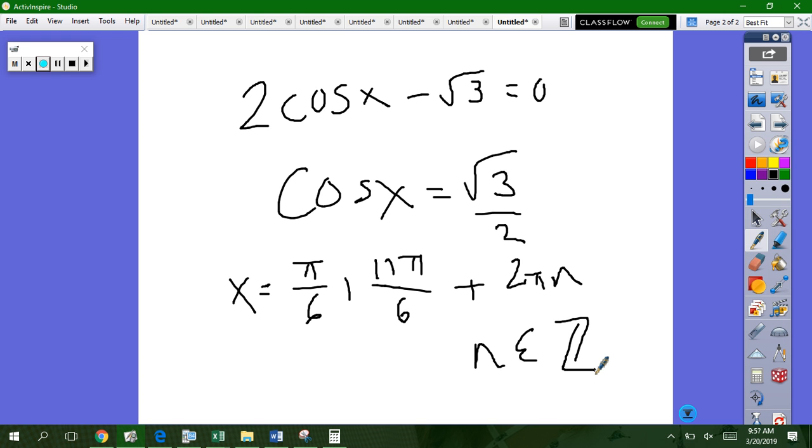Do you have to write this? That's what I got last time. Yes, because if not, what could n be? Anything. It could be a half. And what's 2 pi times a half? Pi. And if I take pi over 6 and add pi, that's 7 pi over 6, and that's negative root 3 over 2. That's not the same, is it?